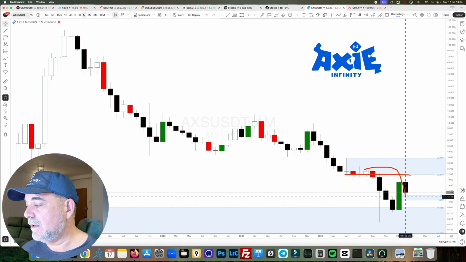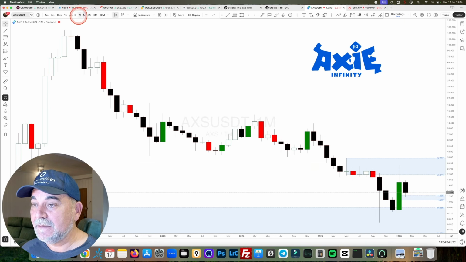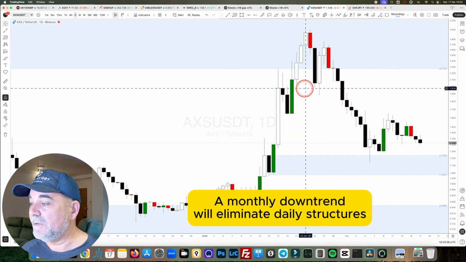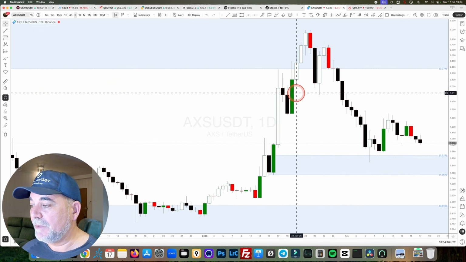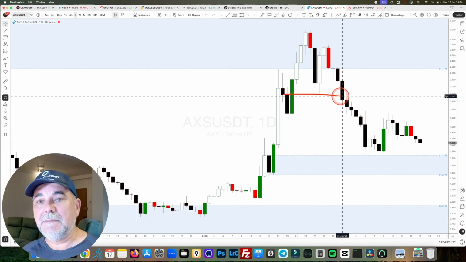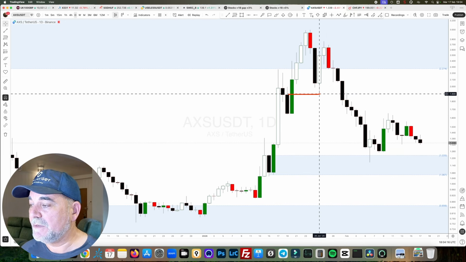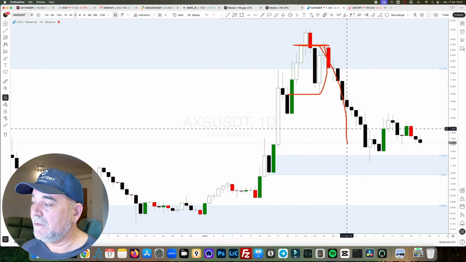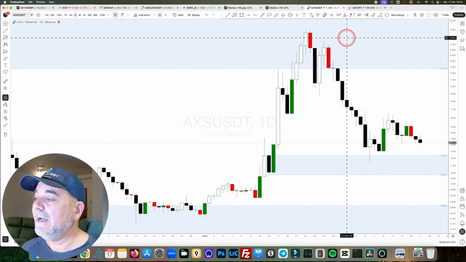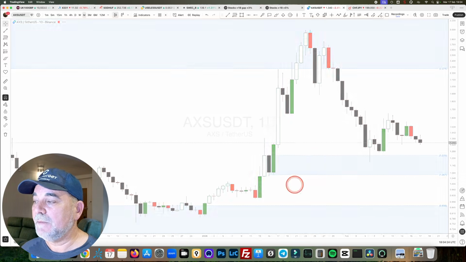So Axie Infinity starts reacting, eliminating the smaller time frame demand levels, which are all impulses. That doesn't mean that it is going to drop without rebouncing back and forth from impulses and imbalances. Well, these are used, okay, price rallies, gets into this engulfing pattern, and then drops again, okay? All this with the monthly supply level in control.